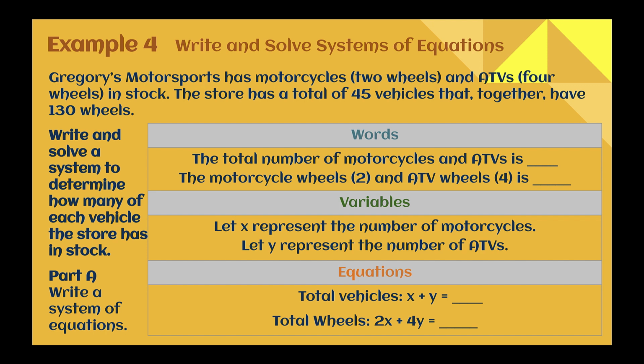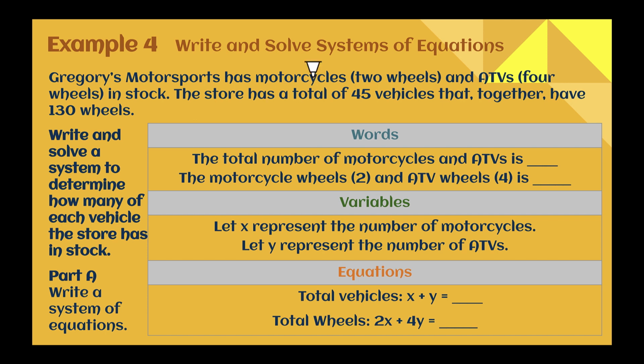that are in stock. The store has a total of 45 vehicles that together have 130 wheels. Write and solve a system to determine how many of each vehicle the store has in stock. So we want to know how many motorcycles and how many ATVs. Let's look at the clues that they gave us.